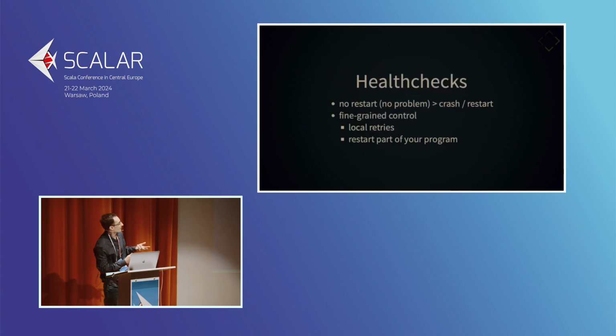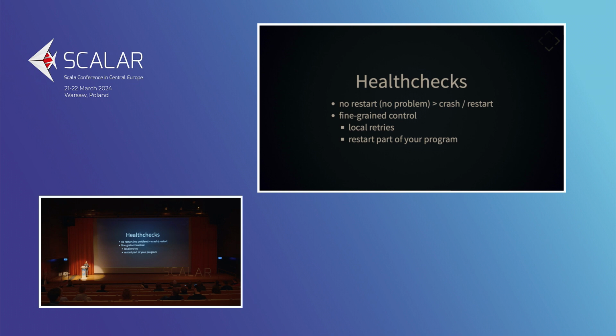So maybe you want to have more fine-grained control. I mean, health checks are okay. They can help us. They're very quick to implement. If something is wrong and you don't want to wake up in the middle of the night to just press the button to restart, they're great. But if you want to have more fine-grained control, you have to do maybe local retries. Maybe just restart part of your program, not the whole app.